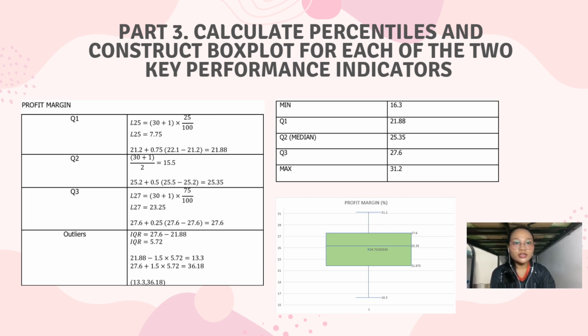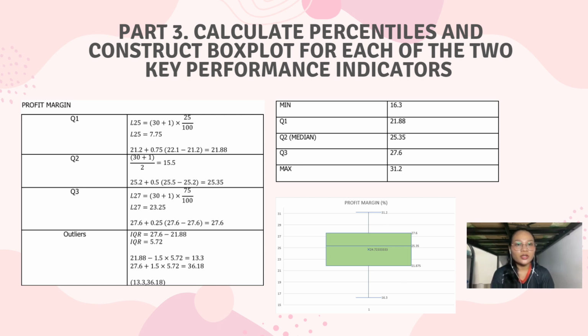And for the third quartile it has 27.6%, and for the interquartile range it has 5.72%. The outliers are values outside 13.3% and 36.18%. As for the insight, profit margins are relatively tight, showing a smaller spread compared to production cost.